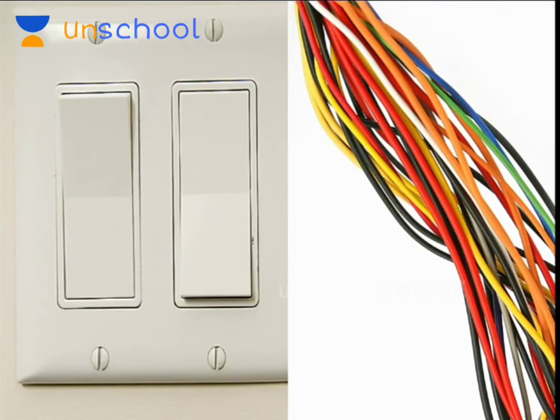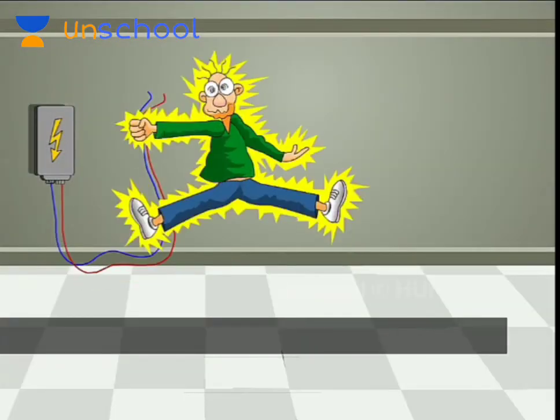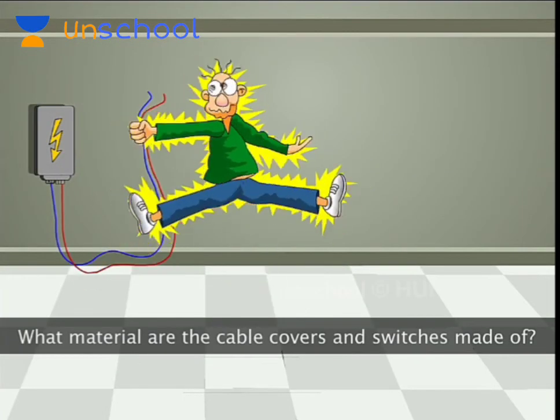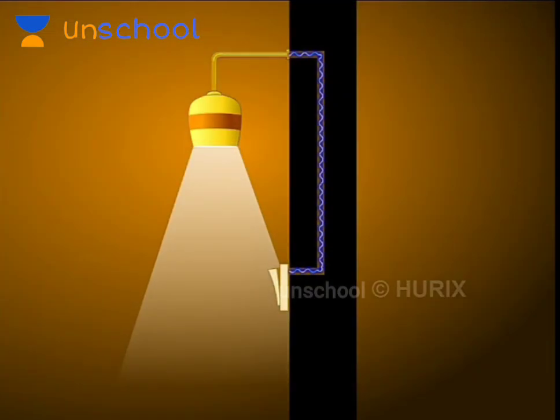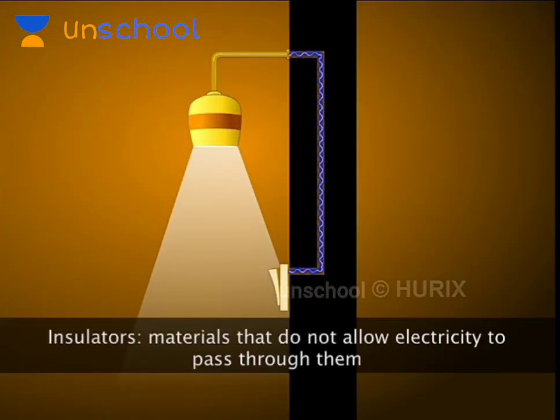However, the cover on your electric cable and the switches on the wall are not made of metal. Using metals for these objects would expose you to the risk of electric shocks. Electric wires and switches have a protective covering made of materials that do not allow electricity to pass through them. Such materials are called insulators.